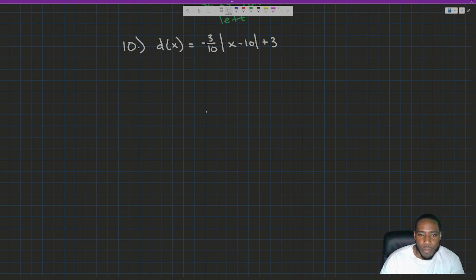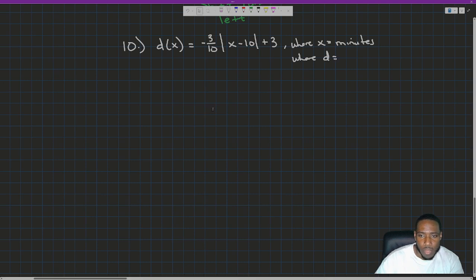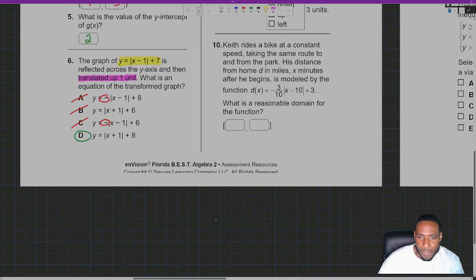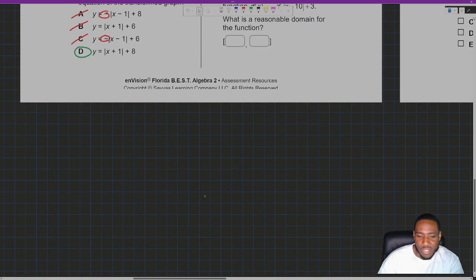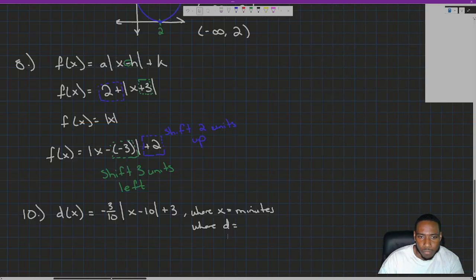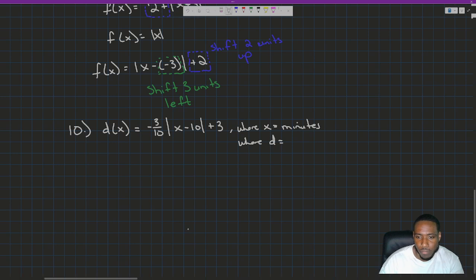And they ask us for the domain where x equals minutes and where d represents, I believe that said miles, but let's double check, distance from home. In miles.